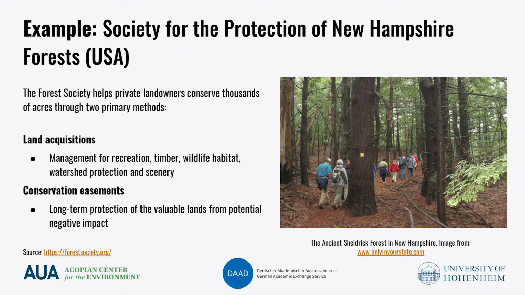One example of public and private property mosaicing for forest management practice is conducted by the Forest Society. The aim of the Forest Society is to conserve land through 2 primary methods: permanent land acquisitions and conservation easements. Through permanent land acquisitions, the Forest Society includes lands in its reservation system and manages lands for recreation, timber, wildlife habitat, watershed protection and scenery.